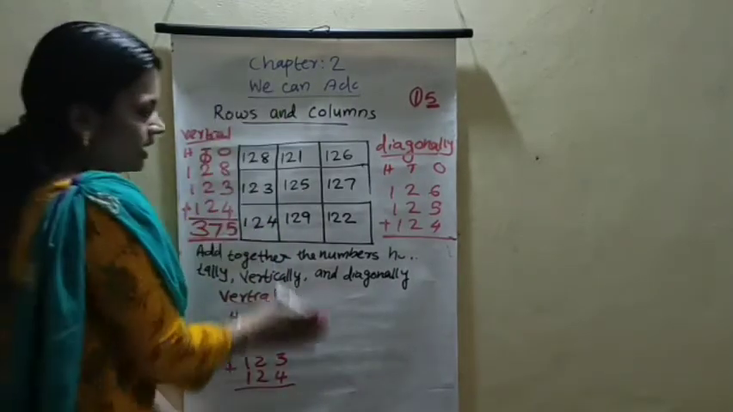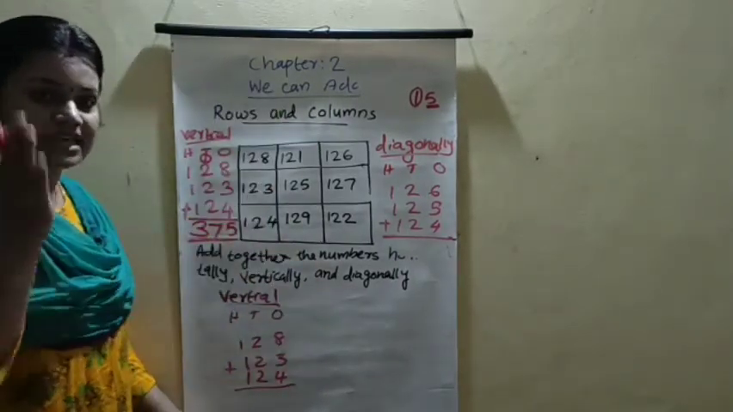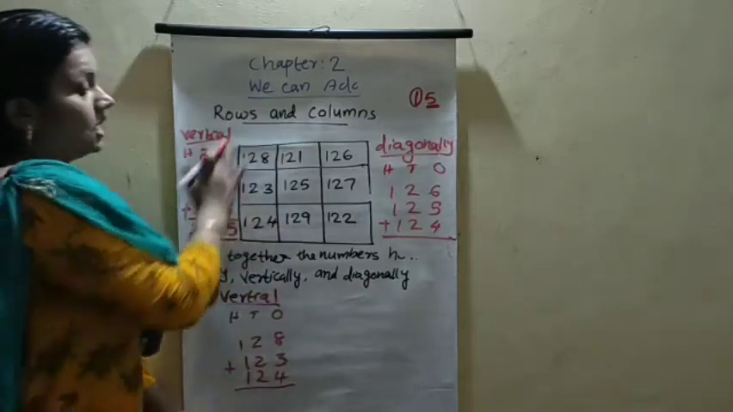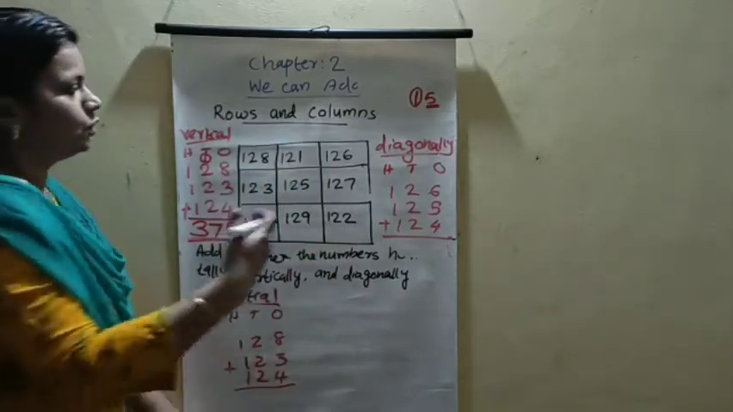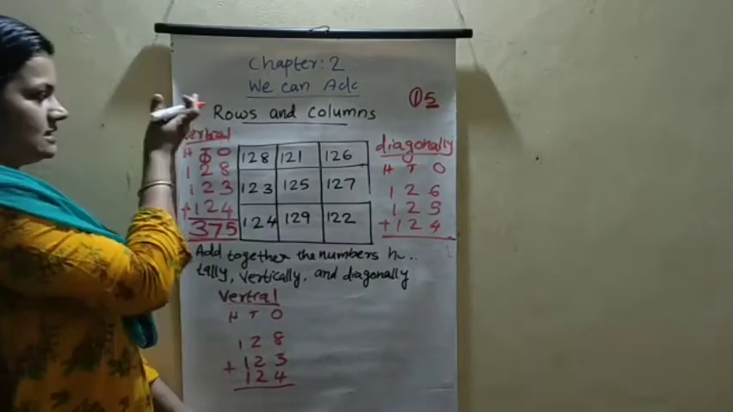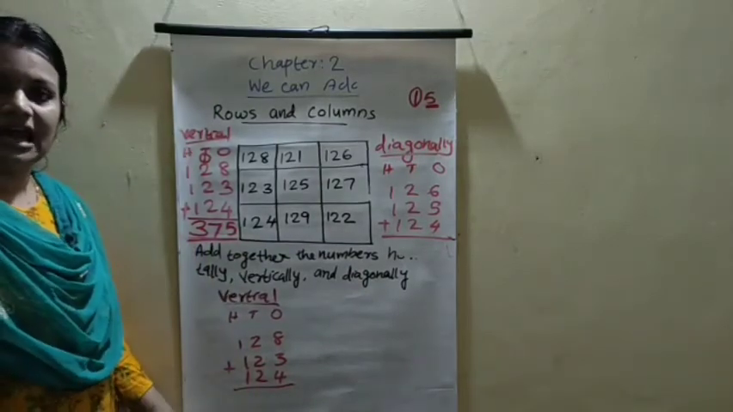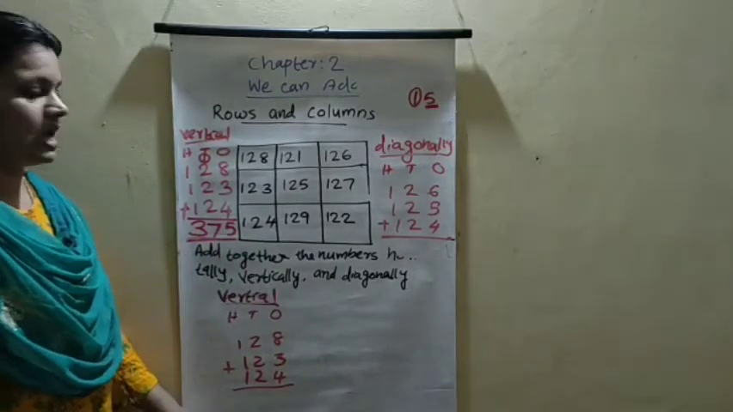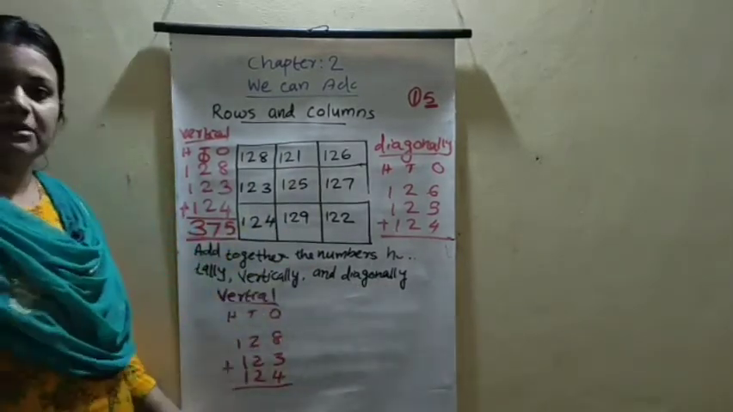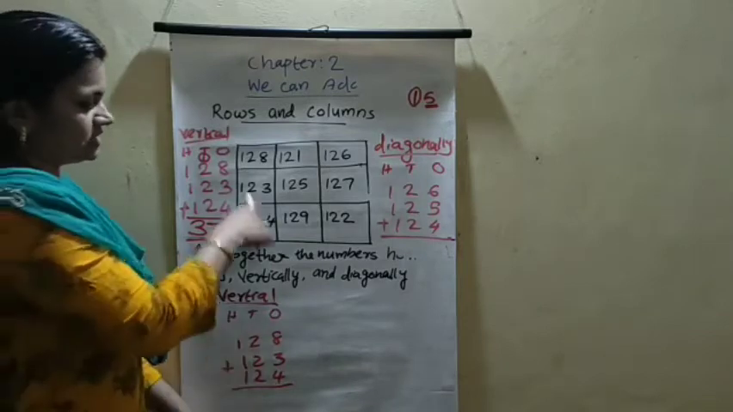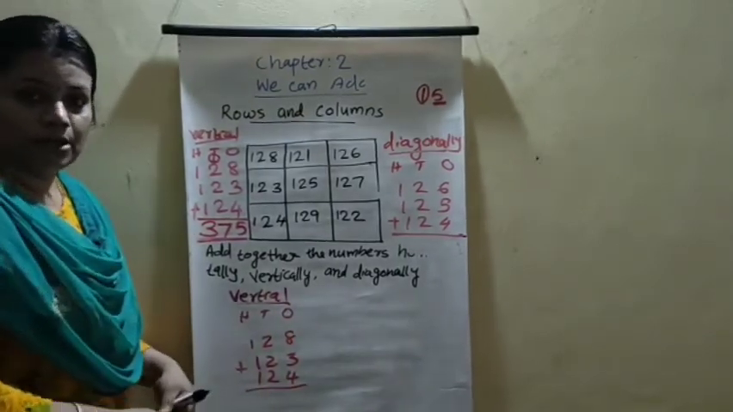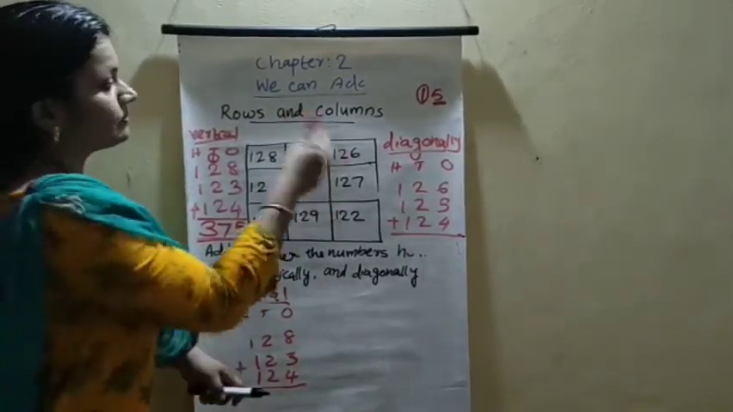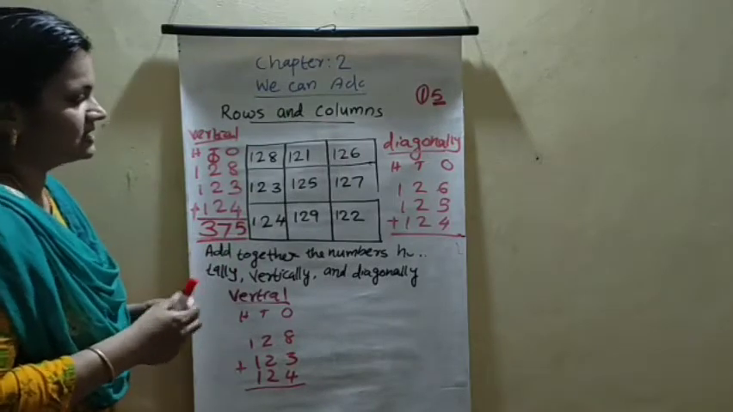Other columns you should do. Okay, just copy. This problem is given in your textbook. You just copy this table in your notebook and do it. Other vertical lines, horizontal and also diagonal, you do it. Okay, I have given only 3 examples. Okay, children, you just copy and do the other problems. Okay, how to get them? Diagonally, how to get the numbers.